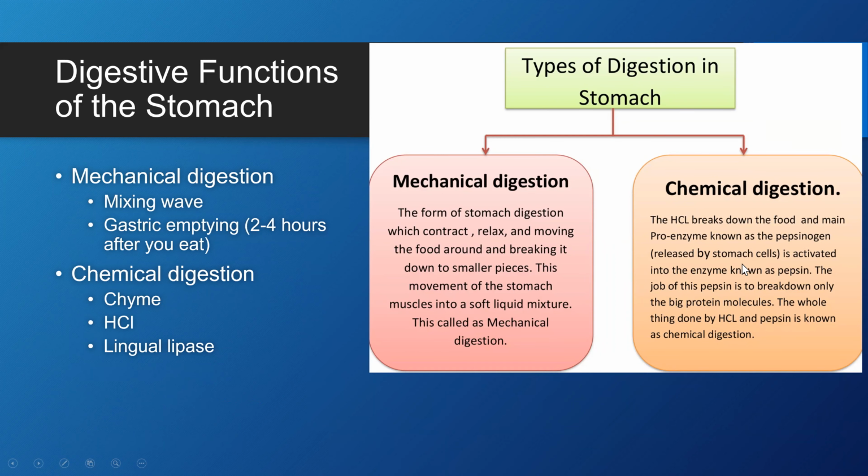Yeah, so pepsinogen is activated into pepsin because of hydrochloric acid, and it breaks down big protein molecules into smaller polypeptides. And mechanical digestion, you break down your food into smaller pieces, right? You mix it with enzyme and mucus, right, with hydrochloric acid, and you're making chyme. So it became now soft liquid mixture.